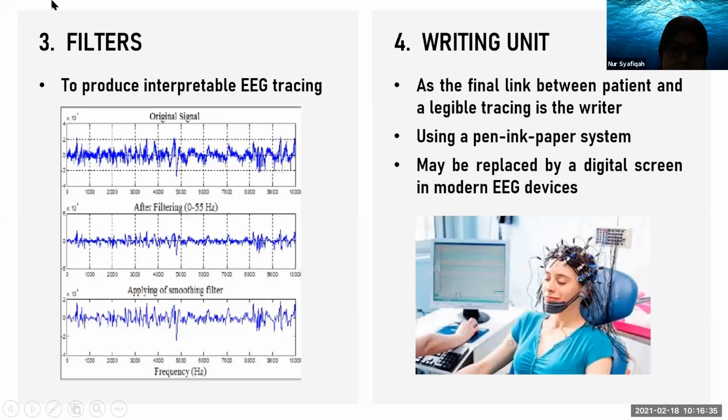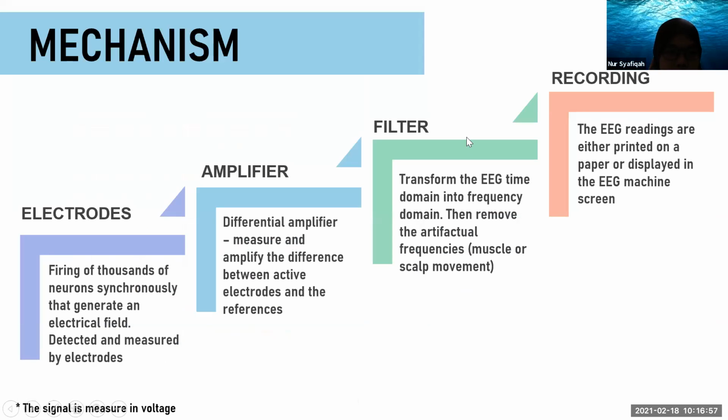So next we have the filter. Basically, the filter makes the EEG tracing interpretable, which I will explain later. And the last one is the writing unit, which displays the result of the EEG. So in this picture, we can see there are electrodes, an amplifier, and also a monitor to display the EEG.